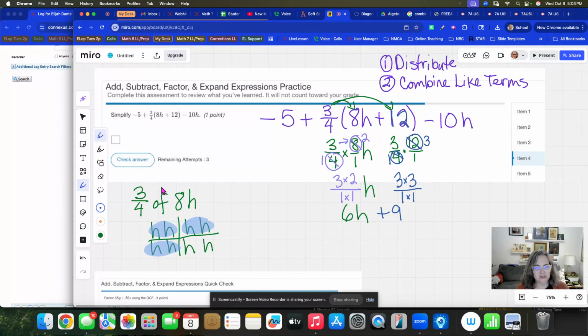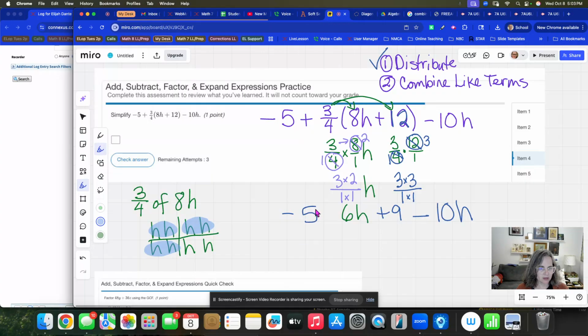I've got all this other stuff still. I've still got the -5 from up here. I'm going to bring it down like that. I've still got the -10h. I'm going to bring that down. All right, did the first step. Check. Now I'm going to combine my like terms.